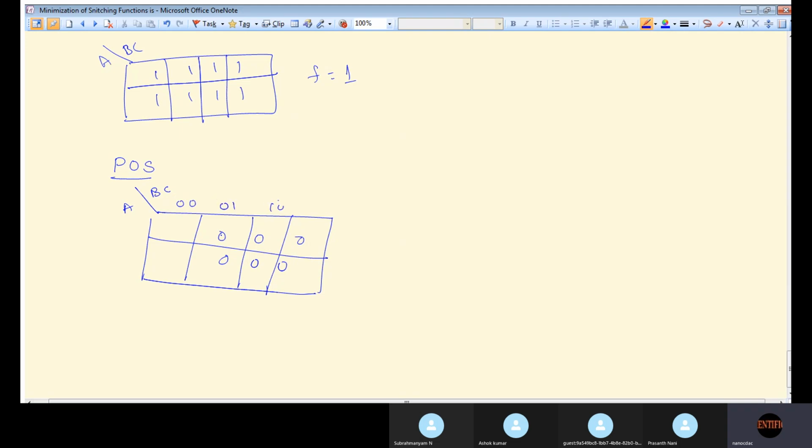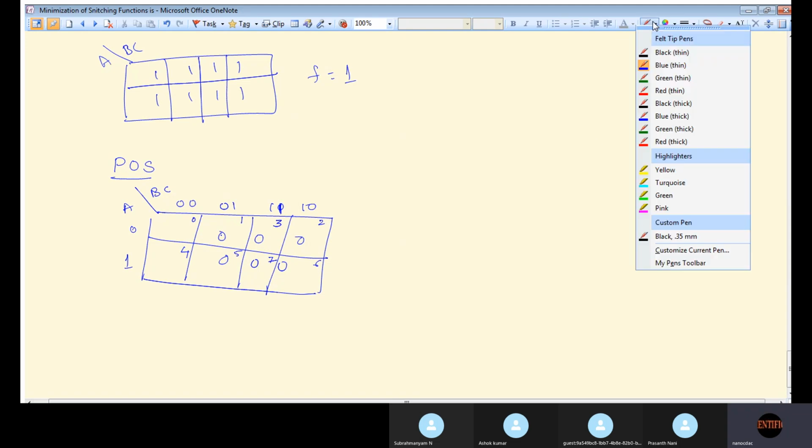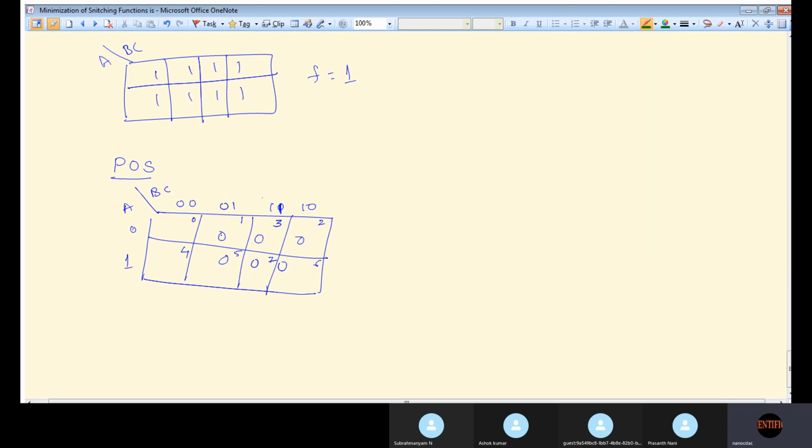0, 0, 0, 1, 1, 0. Okay, this is 0, 2, 4, 6. POS form. I asked you POS form. So this is one B bar combination, C. This is one combination. Need to take B bar C bar. B bar, C bar.